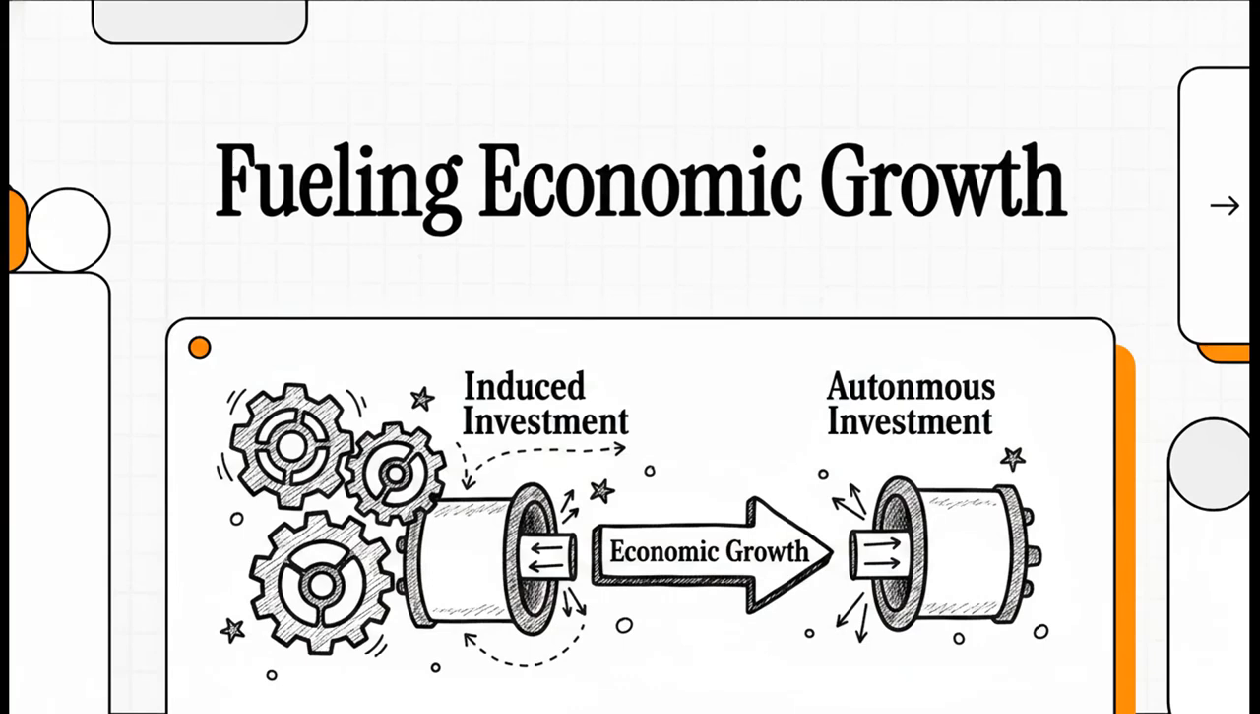Welcome to The Explainer. So, have you ever wondered what actually fuels the economy? Pushing it forward year after year? It turns out it's not just one single engine driving the whole machine. There are actually two very different types of investment at work here, and understanding how they interact with each other is absolutely crucial to grasping how our entire macroeconomic system functions. Today, we're unpacking the really fascinating relationship between induced investment and autonomous investment.